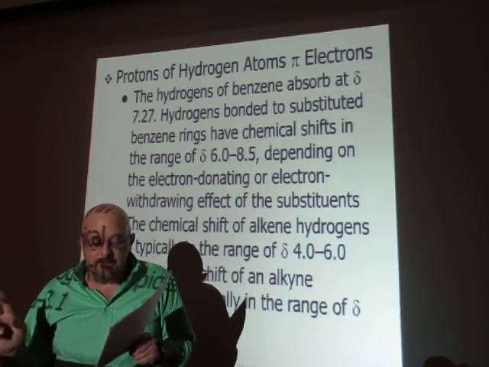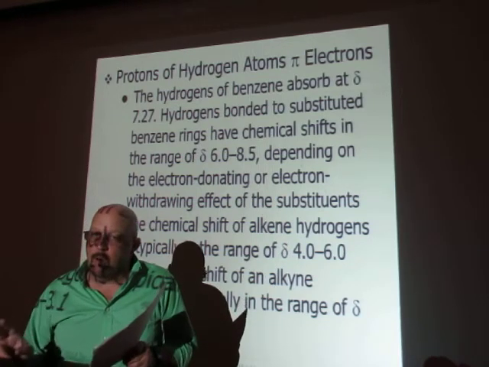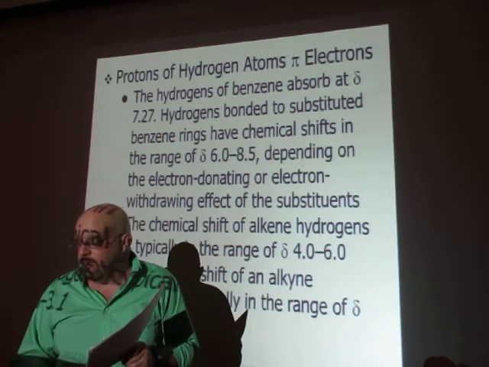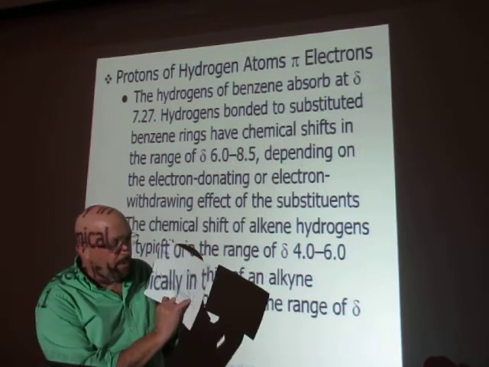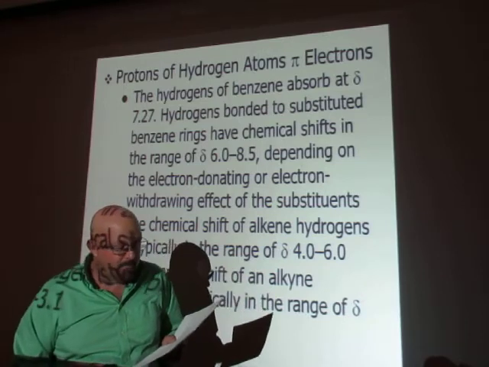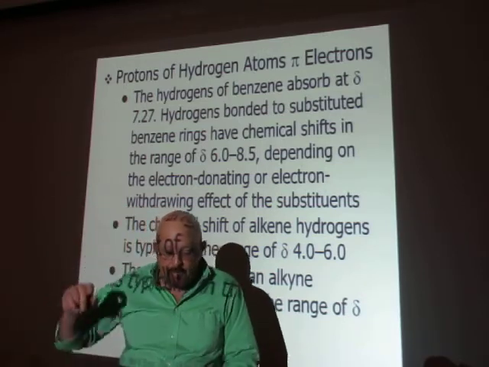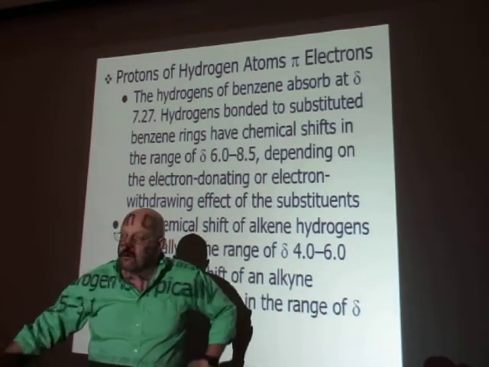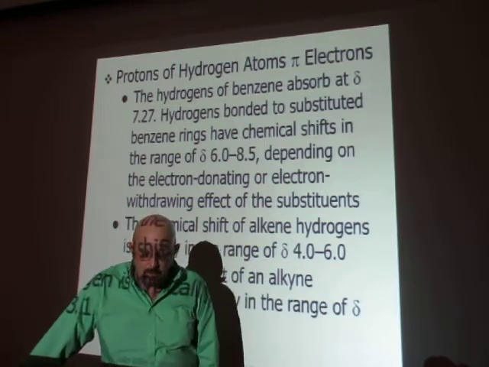Now that double bond, it doesn't matter whether it's an alkene or a carbonyl, as long as it's a double bond there. It doesn't matter. So if you're a proton on a carbon that's connected to a carbon of a double bond, you're 1.5 to 2.5. If you have a proton on an alkyne, that's about 2.5.